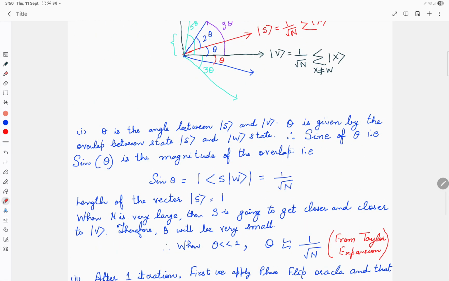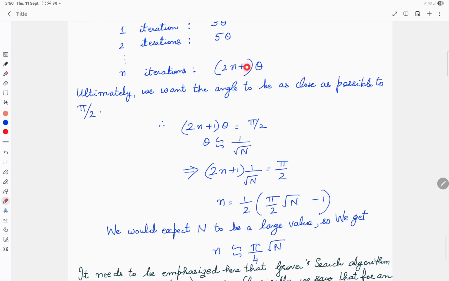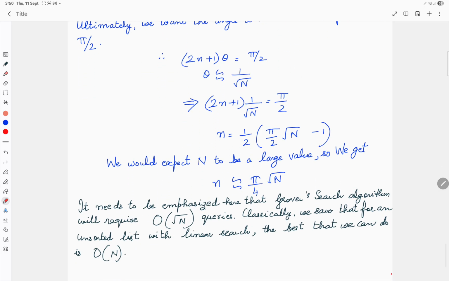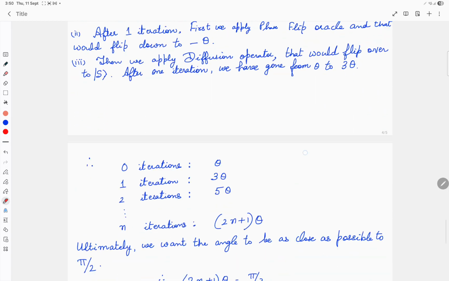Now ultimately what do we want? We want this angle to be equal to pi by 2, so that it actually overlaps with the target state. The probability of getting the target state becomes the maximum when it overlaps with the W state, that means the target state. So (2n plus 1) theta should be equal to pi by 2. We know that we have taken theta to be 1 over under root n. So (2n plus 1) times 1 over under root n is equal to pi by 2. If we solve it, and we expect n to be a very large value, we get approximately pi by 4 under root of n, which gives the number of iterations after which the state coincides, or is at least very close to, the target state. That's what we are actually looking for.